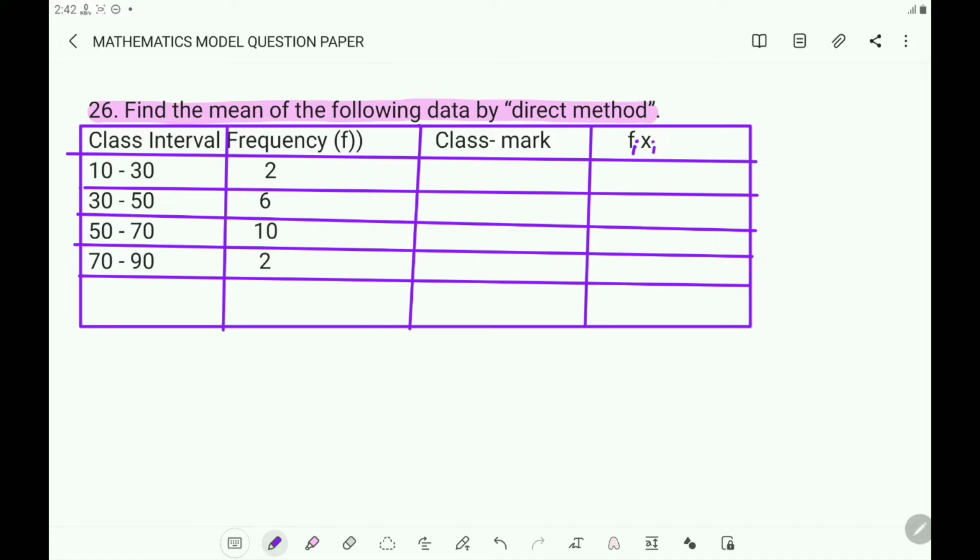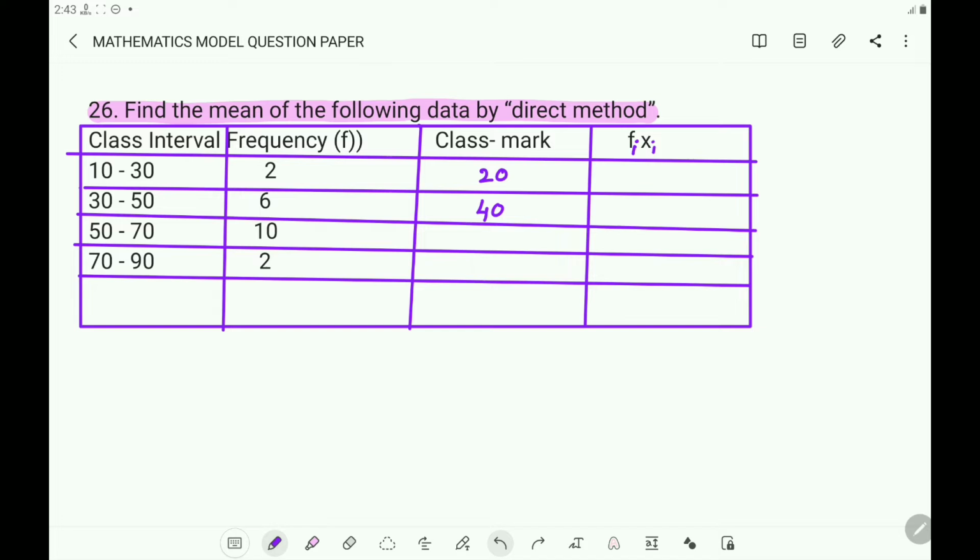Find the class mark of the first one, that is 10 plus 30, 40. 40 divided by 2 is 20. Then 30 plus 50 is 80. 80 divided by 2 is 40. Then 50 plus 70 is 120.